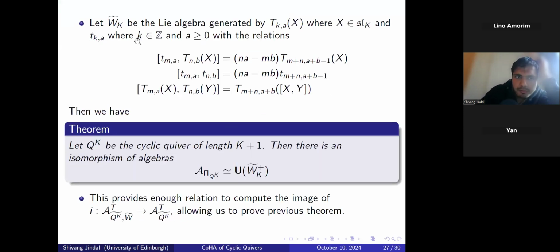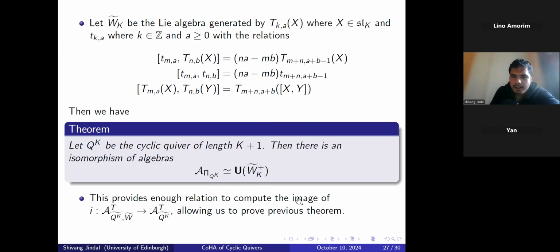So we consider W_K tilde, a Lie algebra with some generators spanned by t_{k,a}(x), where x is some matrix in the trace-zero matrices of size K plus 1, and some elements t_{k,a} with some specific relations. Then the theorem is that for the cyclic quiver of length K plus 1, there is an isomorphism of algebras. If you take the preprojective cohomological Hall algebra of this, it is exactly the universal enveloping algebra of this Lie algebra.